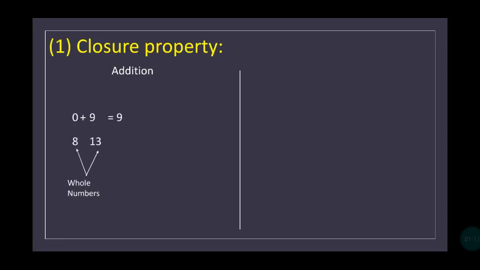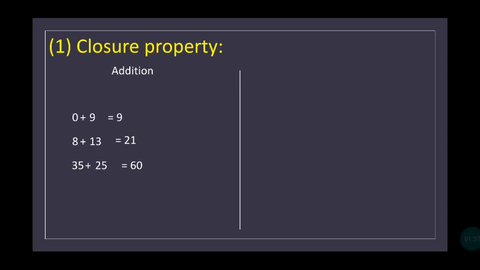Okay, let's see another example. 8 and 13, again both are whole numbers, again add it, 8 plus 13, answer will be 21, and 21 is again whole number. Okay, let's see one more example. 35 and 25, both are again whole numbers, we are adding that two numbers, answer will be 60, and 60 is again whole number.